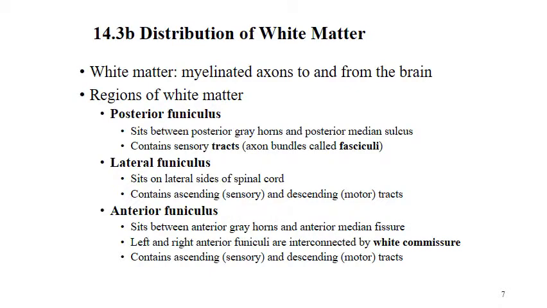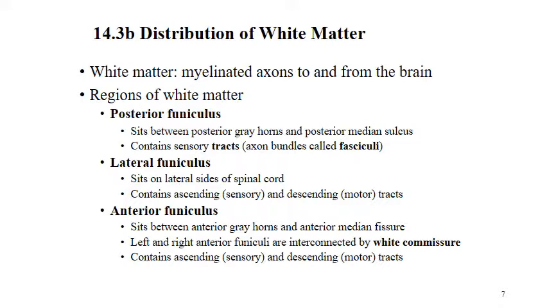All right, so talking about the white matter now that we find in the spinal cord. Remember that white matter is just myelinated axons that are going to and from the brain. So that gray matter was made up of cell bodies and dendrites and unmyelinated axons and glial cells. White matter is strictly myelinated axons that are going to and from the brain. So we have several different regions of white matter.